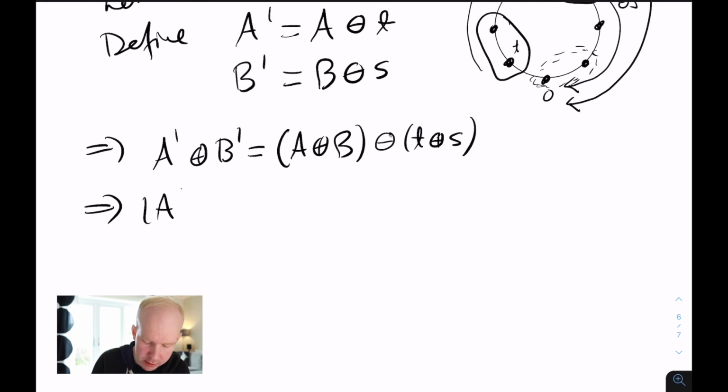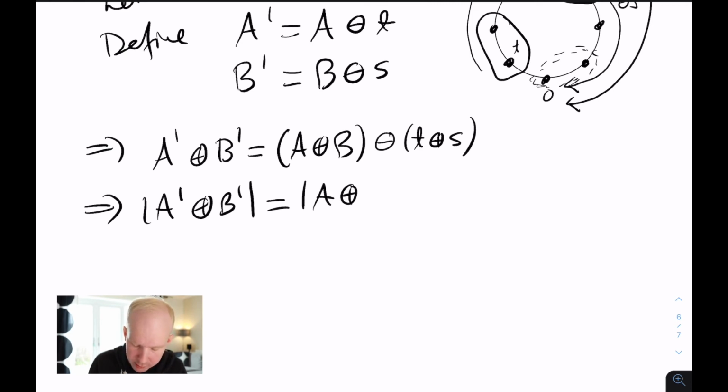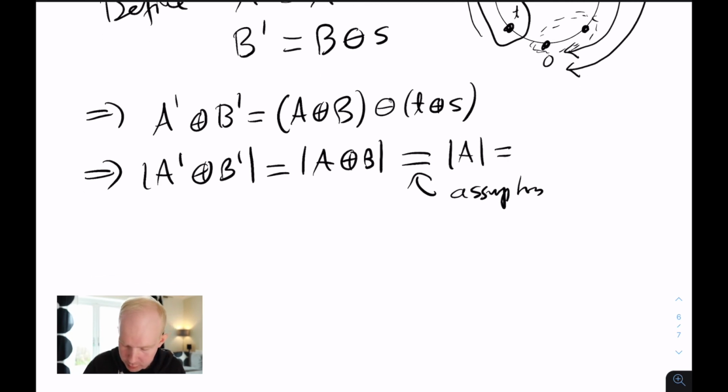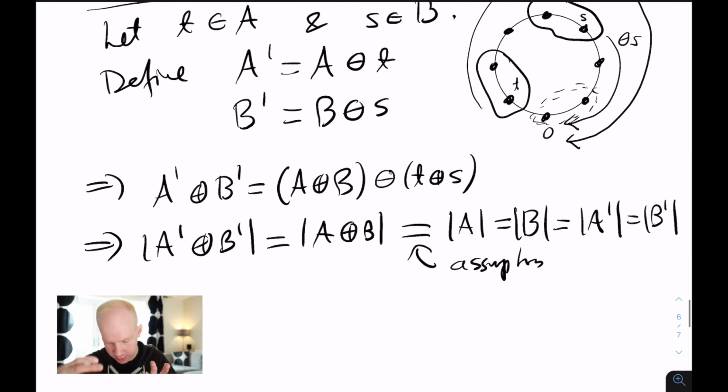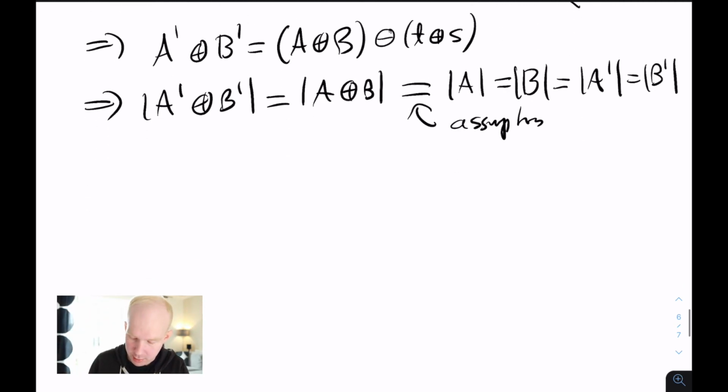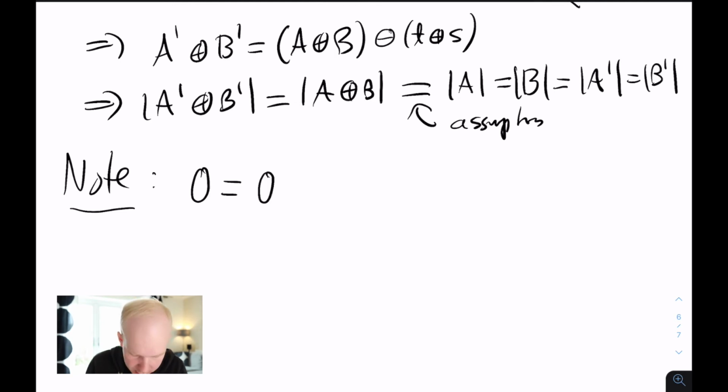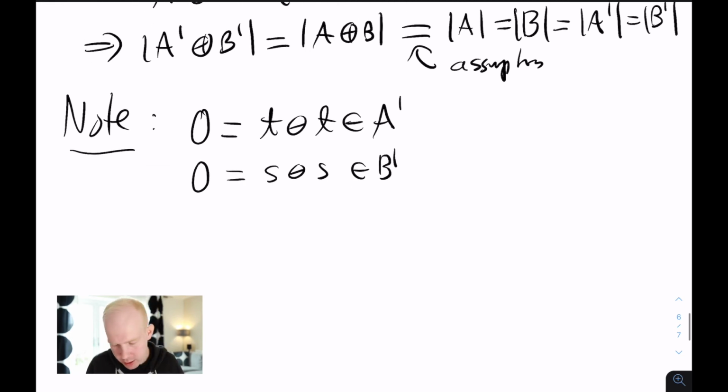The main important thing is that the cardinality of A prime plus B prime is the same as the cardinality of A plus B, and by the assumption this is equal to the cardinality of A, which is equal to that of B, but that's actually equal to A prime, which is equal to B prime, because it's basically just a translation of the original set. And now note that we have the following property, that 0, which is t minus t, belongs to A prime, and 0, which is also s minus s, belongs to B prime.